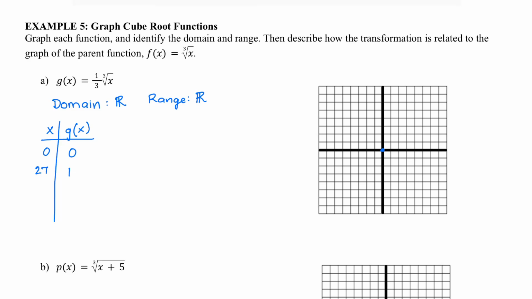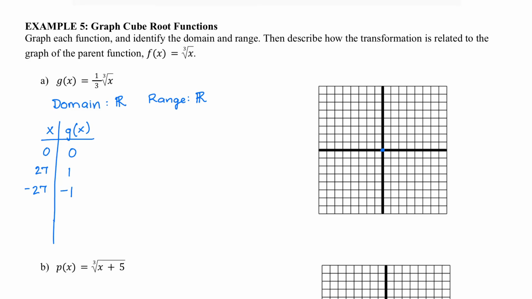Now, with the cube root, I could also plug in negative 27, because the cube root of negative 27 is negative 3, and negative 3 times 1/3 is negative 1. Now, 27 and negative 27 don't fit on our graph, so we're going to need to come up with something that fits on the graph.